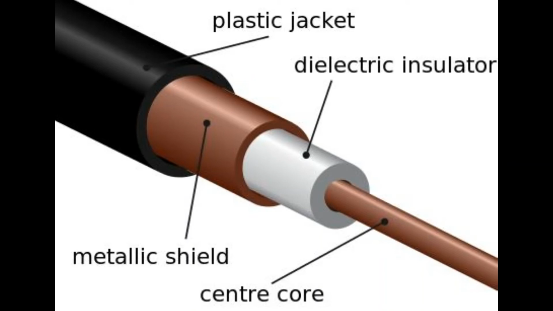The center is a single copper wire. The outer metal cancels out magnetic interference. Co, meaning working together. Axial, all the layers share the same axis, as opposed to a twisted wire that would have opposite axes.